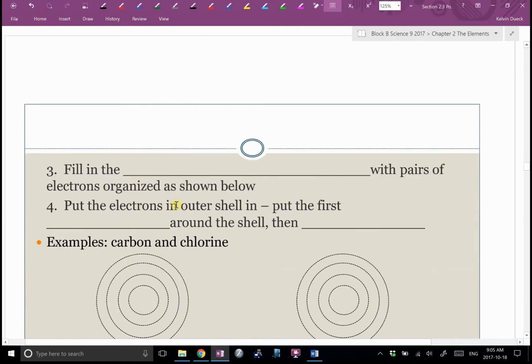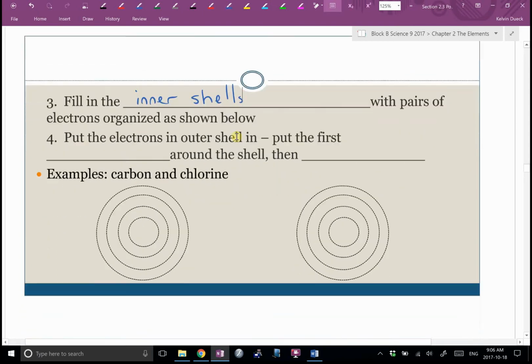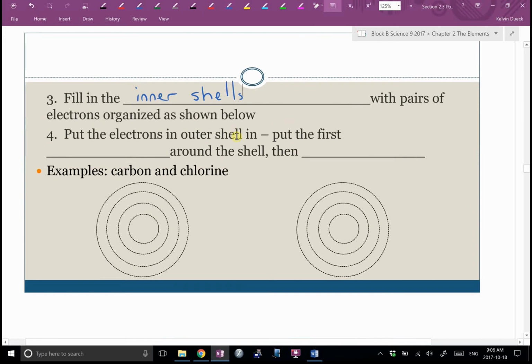Then what do you do? You fill in the inner shells with pairs of electrons as shown below. Did I give you some dotted circles to draw in the notes? Let me just see on the back page. Yep, we're going to do carbon together. On the back page of your handout, so flip your notes over.